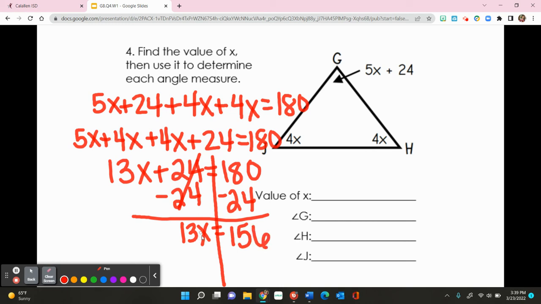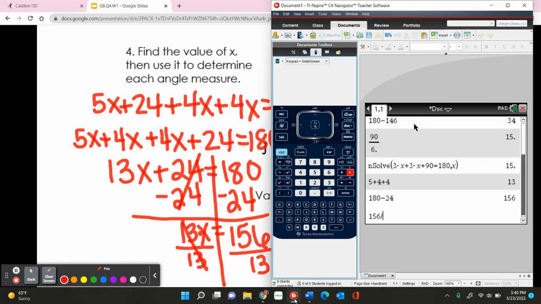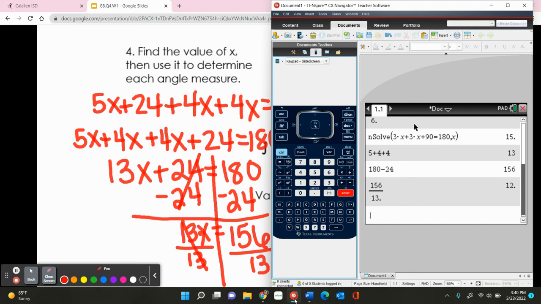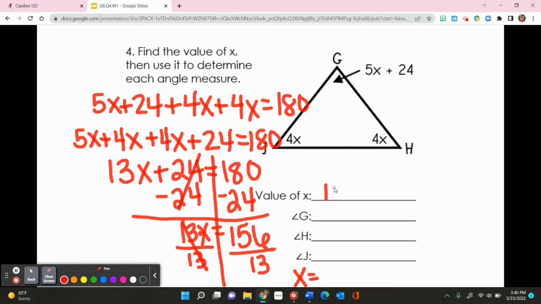Now, I want to see what's being multiplied or divided to my variable, which is x. So right now, x is being multiplied by 13. So I want to do the opposite and divide by 13. When I divide by 13, I'm left with x equals 156 divided by 13, which gives me 12. So here the value of x is 12.